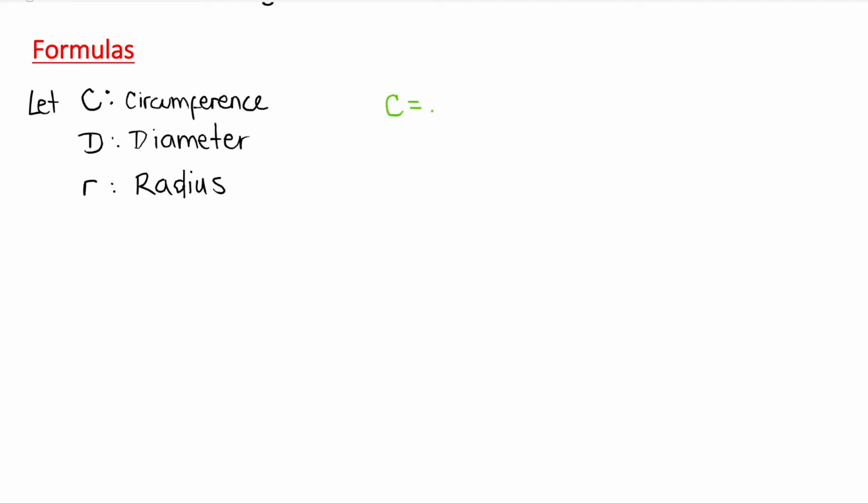be equal to pi times the diameter. And if you remember, that comes straight from the definition of what pi is, that we said that pi is the ratio between circumference divided by diameter. So it's straight from that.